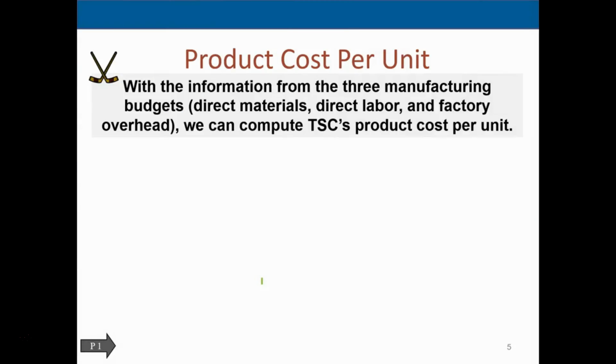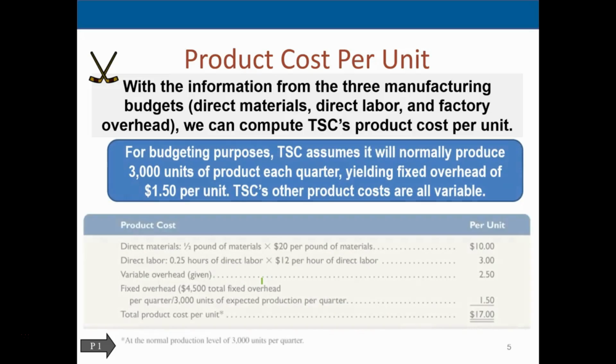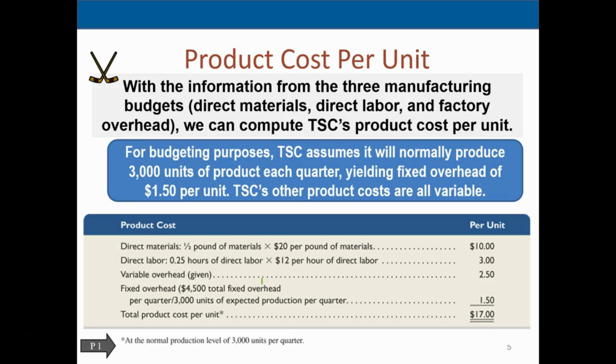Then we have the production budget per unit. So we could break this down to how much it will cost us per unit, which could be helpful when we're trying to think about prices in the future and that kind of thing. So with the information from the three manufacturing budgets, direct material, direct labor, and factory overhead, we can compute TSC's production budget per unit. For budgeting purposes, TSC assumes it will normally produce 3,000 units of product each quarter, yielding fixed overhead of 150. And TSC's other product costs are as follows.